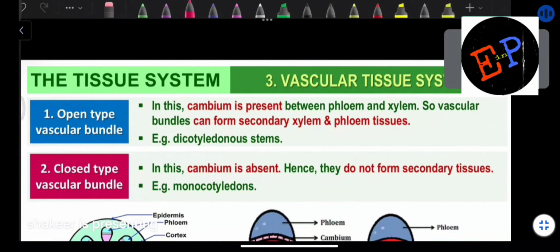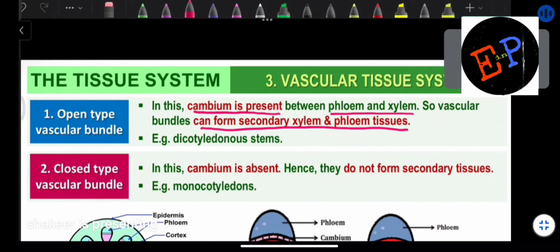In this, the cambium is present. Cambium is present between phloem and xylem. So these vascular bundles can form secondary xylem and secondary phloem. This is one important point; already we discussed it many times. If cambium is present, then that type of vascular bundle you can call open type. And when cambium is present, you can always form secondary xylem and secondary phloem.